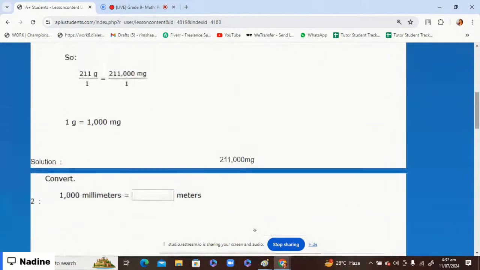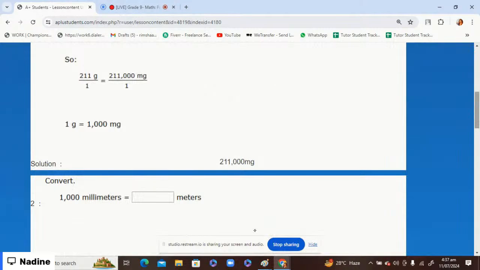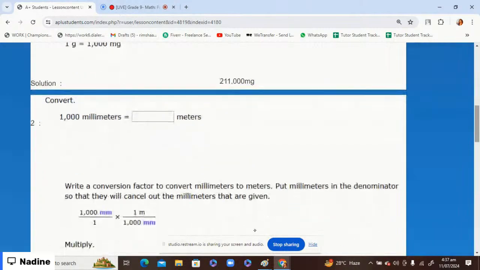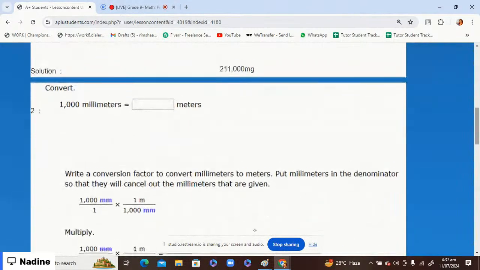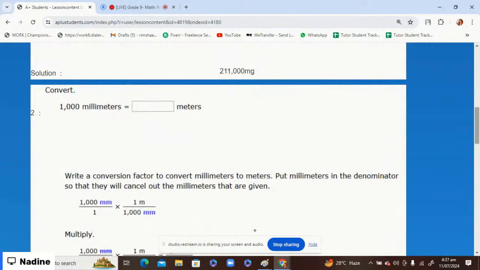So now the next one: 100 millimeters is equal to how many meters? For millimeters converting into meters, you are going to divide by 1000. You need to understand all these units because these are the customary units, and you are basically going to memorize all of it.